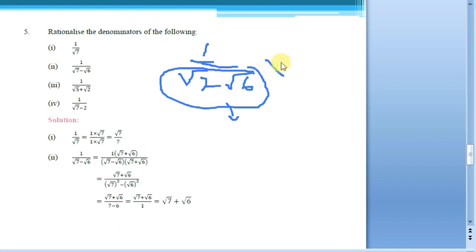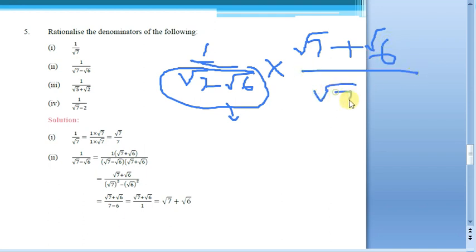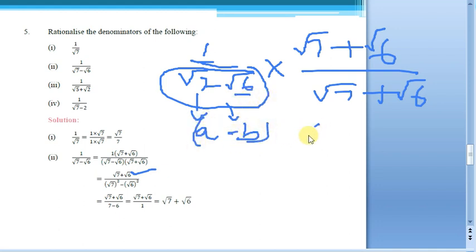So this should be multiplied with what? Here these 2 terms are joined by which sign? Minus sign. So the conjugate is going to be root 7 plus root 6. The denominator also should be multiplied with root 7 plus root 6. Now 1 into root 7 plus root 6 will be this much only. Now in the denominator, if you assume this root 7 as a and this root 6 as b, this is a minus b into a plus b. So a minus b into a plus b is what? a square minus b square.